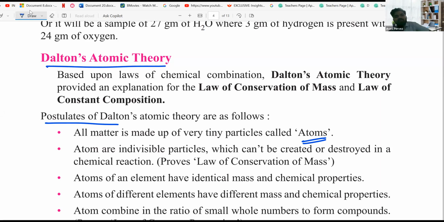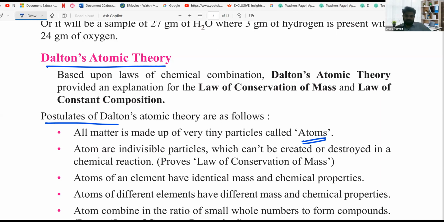But here we are not dividing them in a chemical reaction. There are two types of reactions. One type is the reaction in which the atom is broken, and that type is called nuclear reactions. Another type is the reaction in which the bond between two atoms is broken.